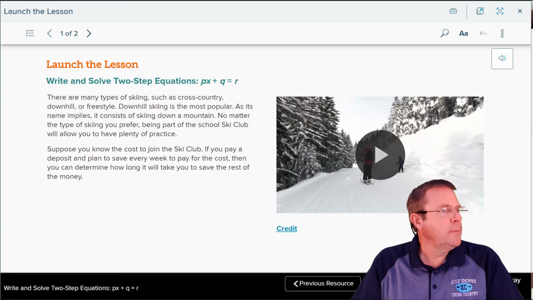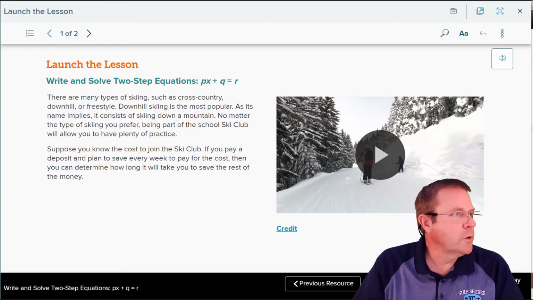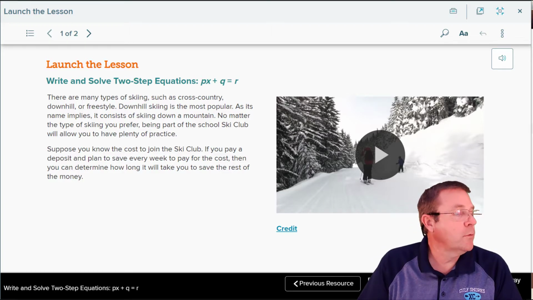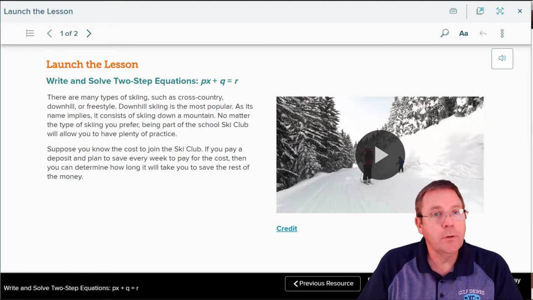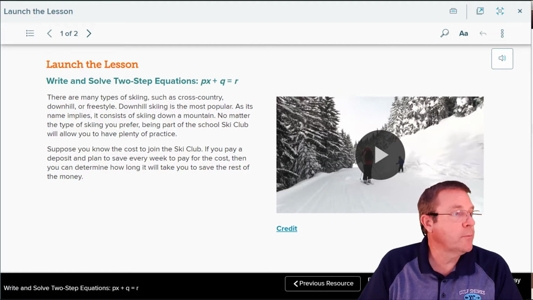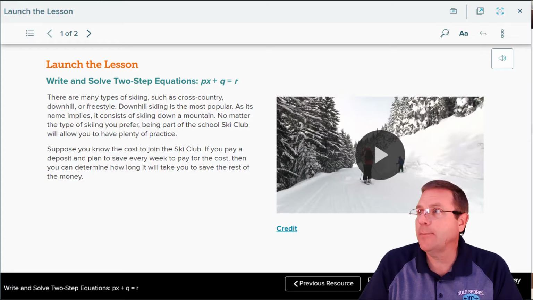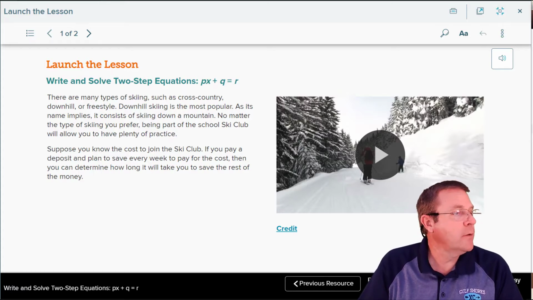There are many types of skiing, such as cross-country skiing, downhill, or freestyle. Downhill skiing is the most popular. As the name implies, it consists of skiing down a mountain. No matter the type of skiing you prefer, being part of a school ski club will allow you to have plenty of chances. Yeah, like we're going to have snow skiing clubs down here in Gulf Shores, Alabama.